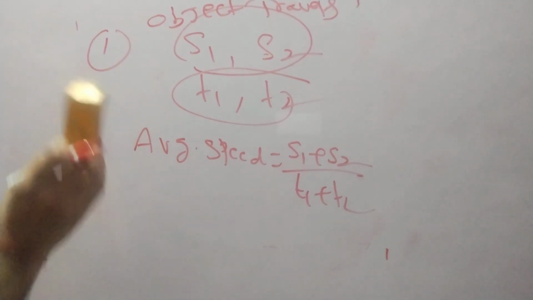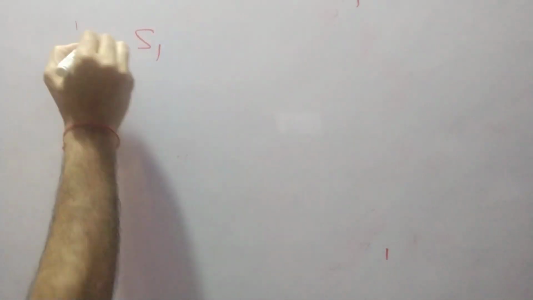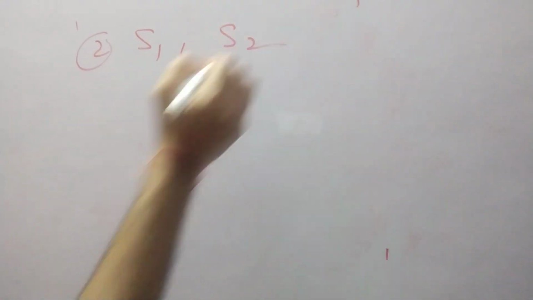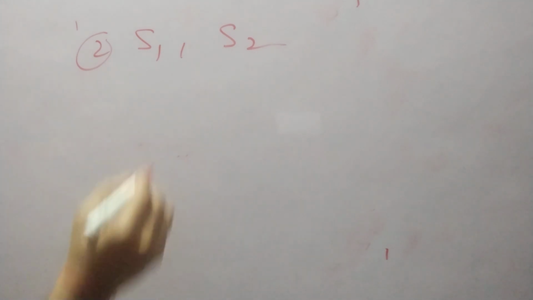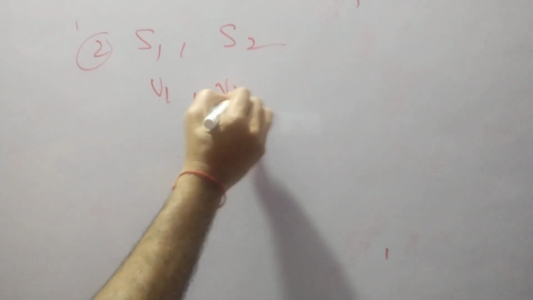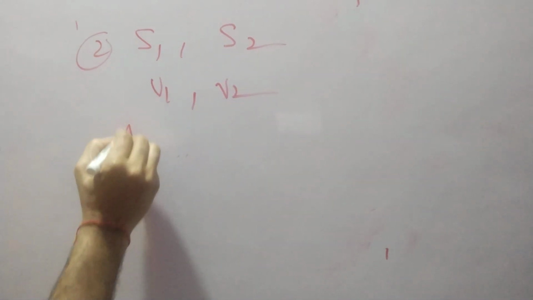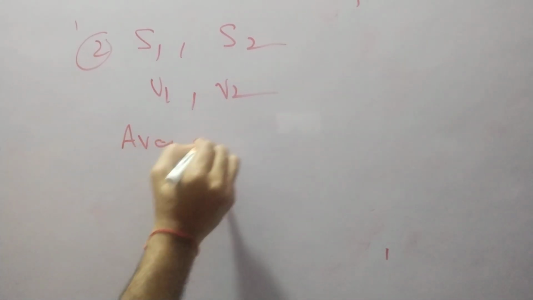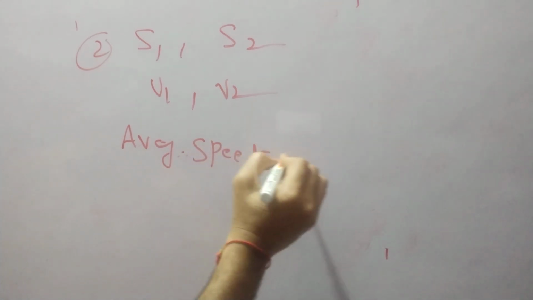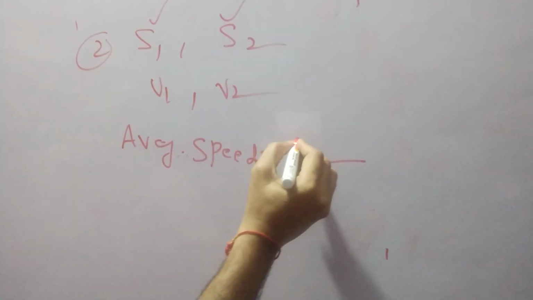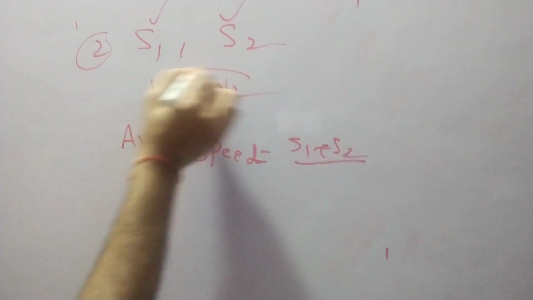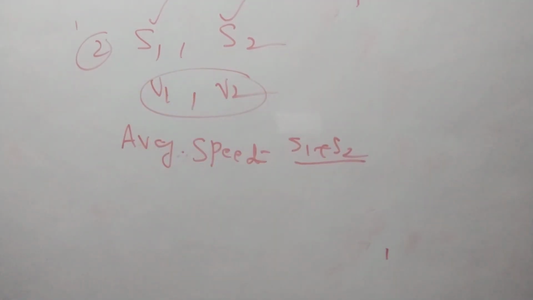Now the second condition: the particle travels distances s1, s2 with speeds v1, v2. Here the time value is not given, but what is the average speed definition? Total distance by total time. Total distance is s1 plus s2, but total time is not given. Here speed values v1, v2 are given.